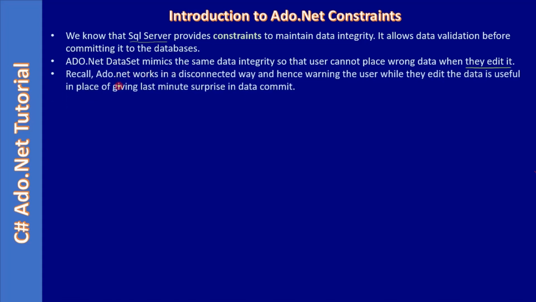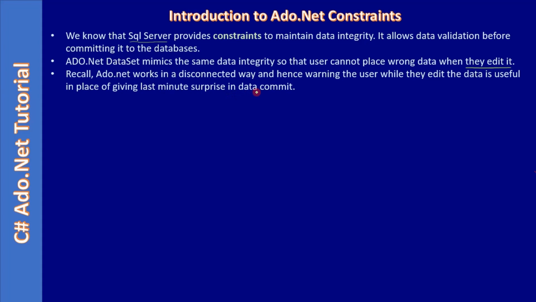Recall, ADO.NET works in a disconnected way. We know that, right? It will pull the data from the database. After that, it will get disconnected, and the user will work on the disconnected data. So that's why here we are saying recall ADO.NET works in a disconnected way, and hence warning the user while they edit the data is useful in place of giving the last minute surprise in data commit.